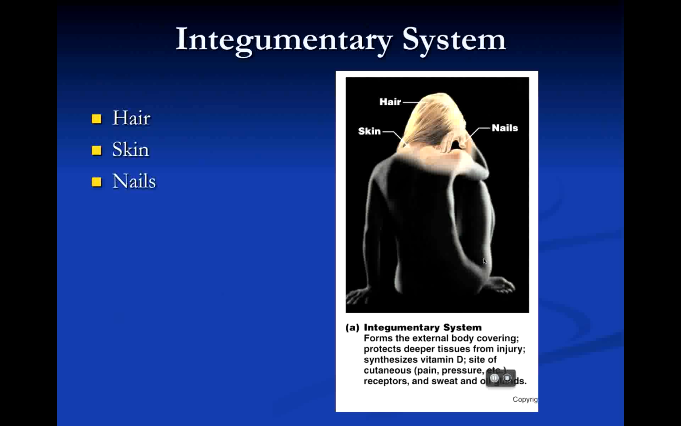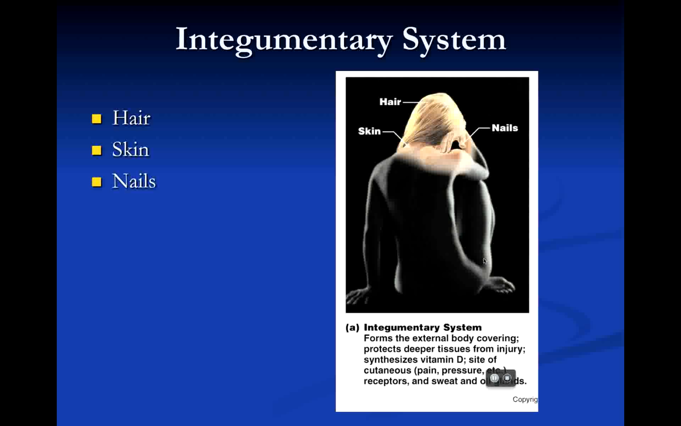This is a laundry list of major organs and their systems. We're going to go over each one individually. The first one is the integumentary system. This is mainly comprised of your skin. Your skin is the largest component of the integumentary system. It covers your body, it protects you, it helps you to synthesize vitamin D.